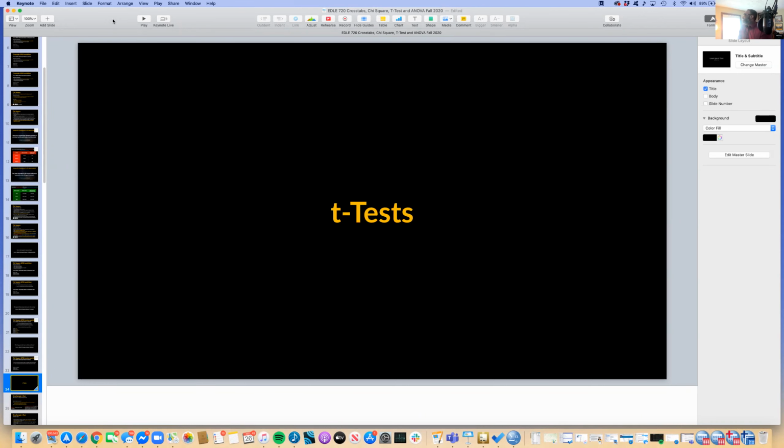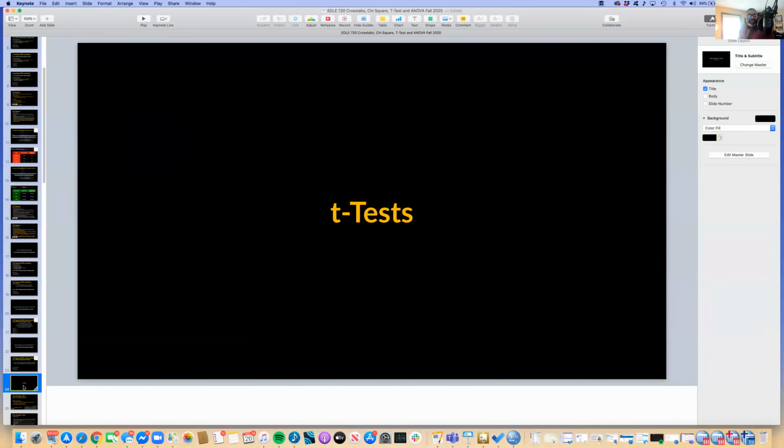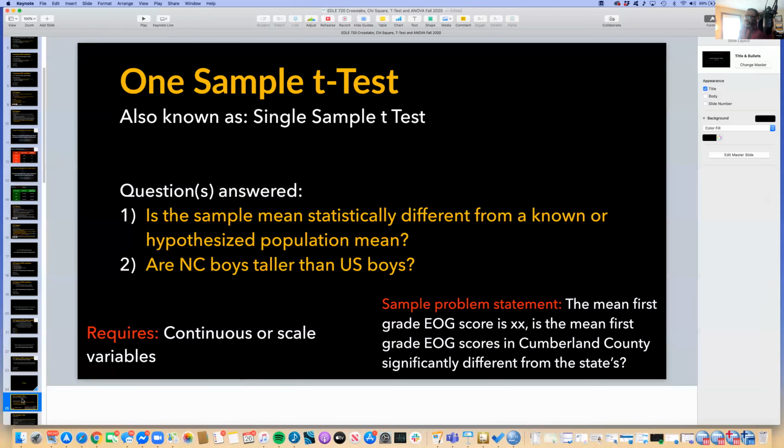T-test. So we have about 15 minutes before 11 o'clock, and we're going to start on t-tests. We probably won't get to ANOVA today. This first one's pretty easy, right? We're moving away from categorical variables, and we're now dealing with continuous or scale variables.